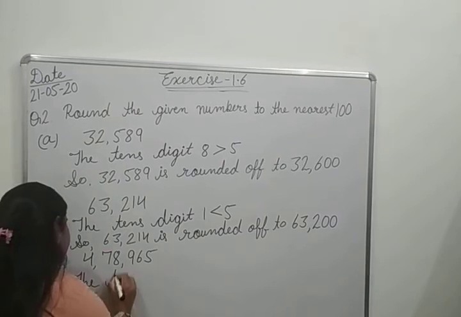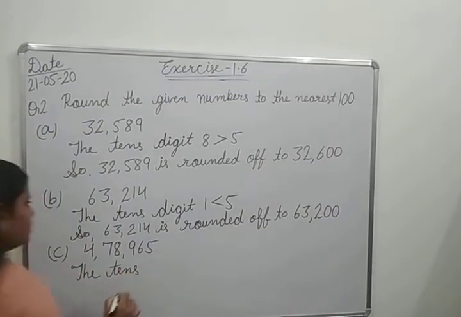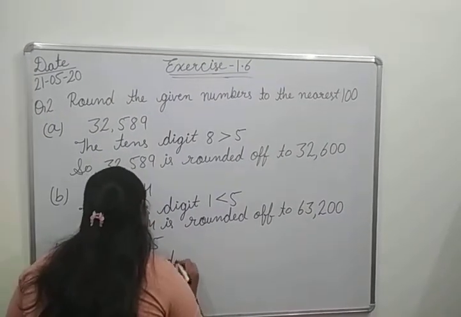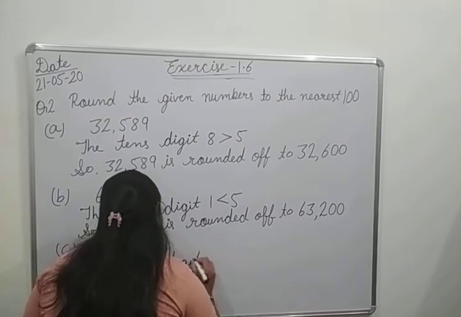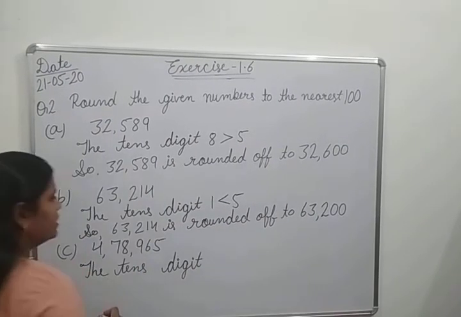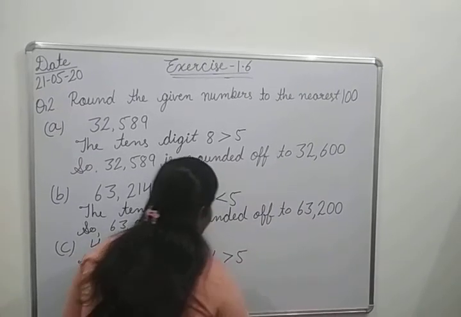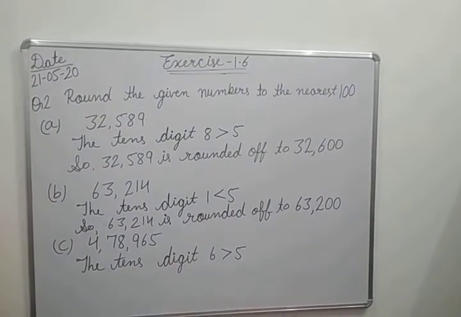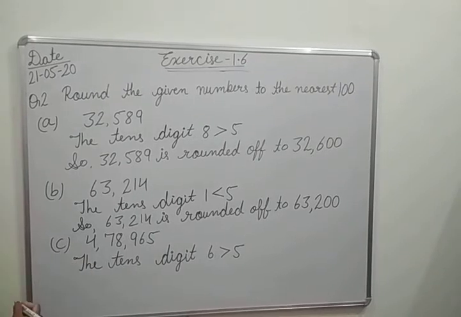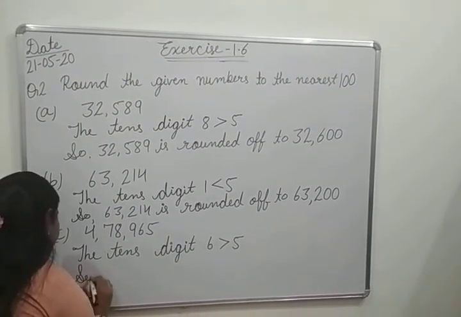Now our next question, C part. Here what is the tens digit? The tens digit is 6, and 6 is greater than 5. Always we compare by 5. 6 is greater than 5.